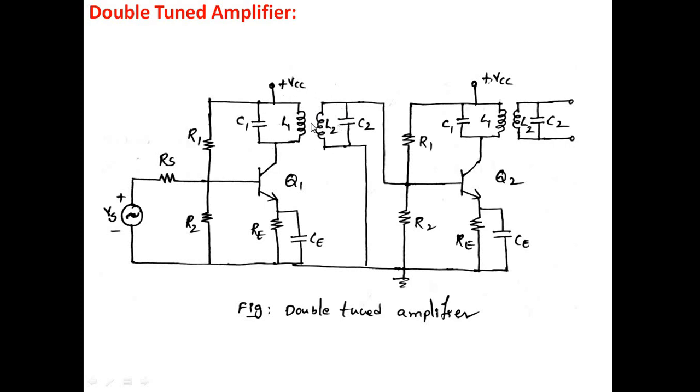These two tuned circuits are tuned to frequencies. Let us say FR1 is equal to 1 by 2 pi root L1C1. Similarly FR2 is equal to 1 by 2 pi root L2 into C2. These two tuned circuits are connected at the collector side. The strength of the signal from tank circuit 1 to tank circuit 2 depends upon the mutual inductance between these two tank circuits.